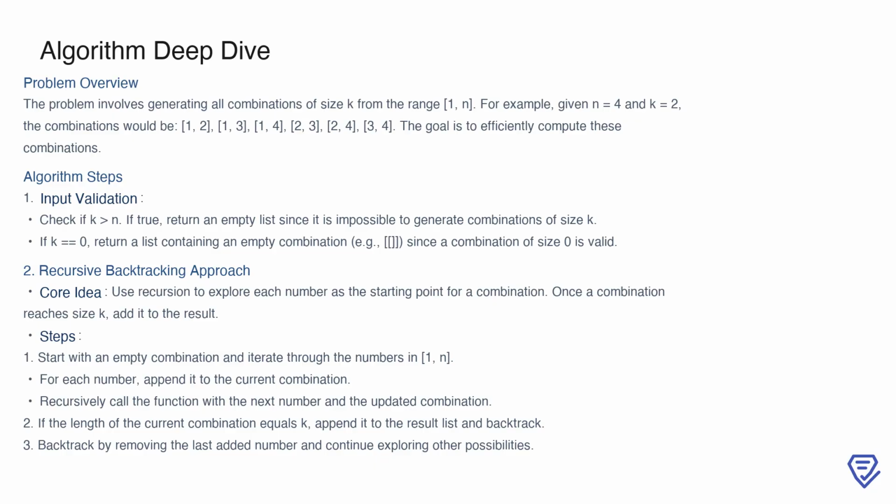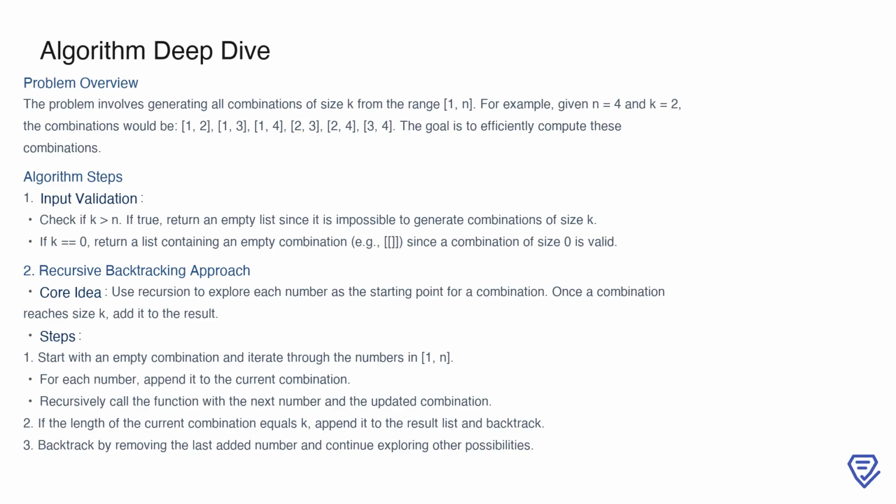To achieve this, we begin with input validation. First, if k is greater than n, we return an empty list because it's impossible to form such combinations. Similarly, if k equals 0, we return a list containing a single empty combination, as even a combination of size 0 is valid. Next, we use a recursive backtracking approach to systematically generate the combinations.